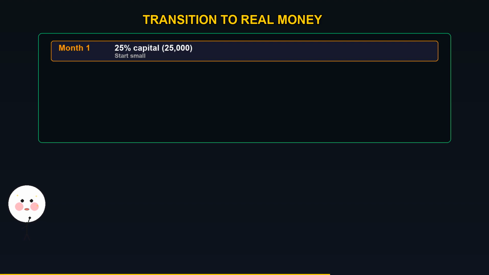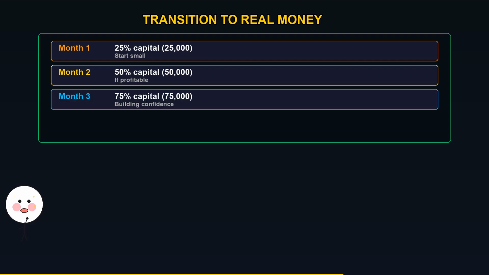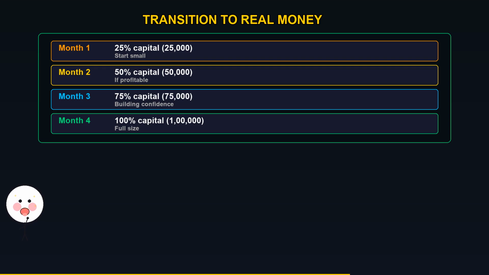The transition to real money. Do not jump from paper to full size. Start real trading with 25% of your planned capital. If you plan to trade with 1 lakh, start with 25,000. Trade for 1 month. If you are profitable, increase to 50%. Another profitable month, increase to 75%. Another month, go to full capital. This gradual ramp-up protects you during the most dangerous period. The transition from fake to real money.